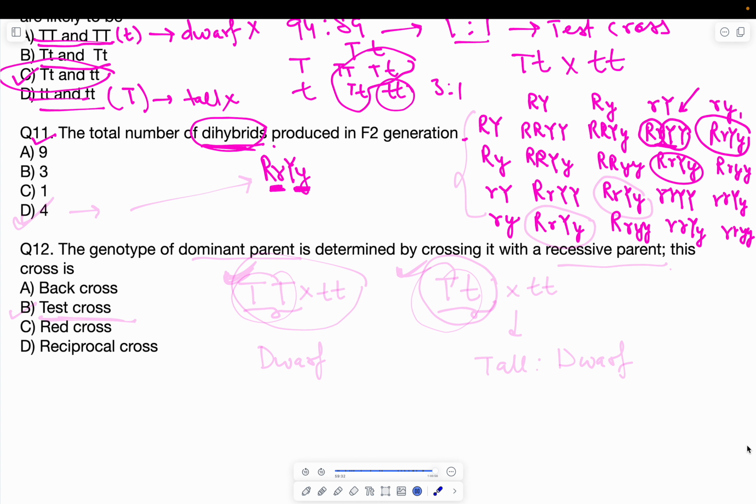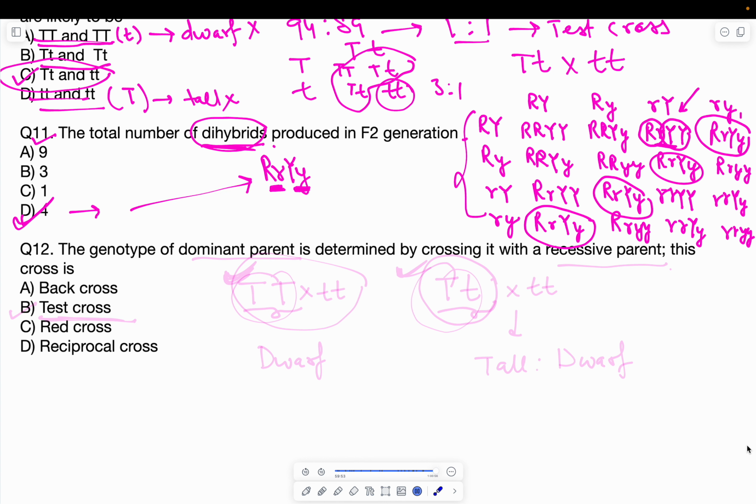This is the third dihybrid and this is the fourth dihybrid. So the answer comes out to be 4. Right, so in the F2 generation, there is formation of 4 dihybrids, these kinds of genotypes.